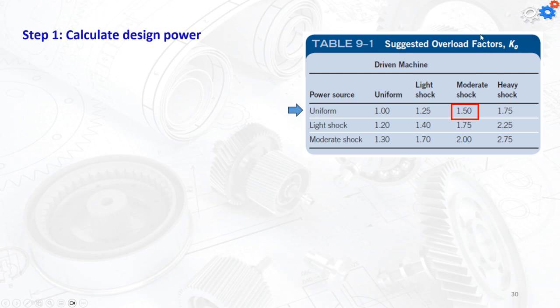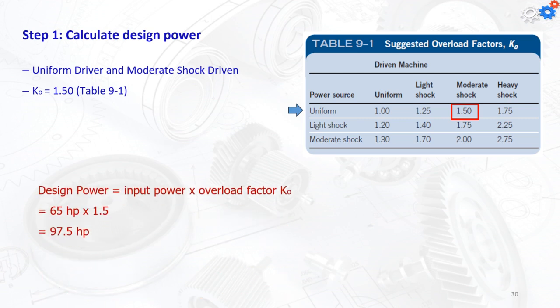We look for the overload factor KO. Unlike the previous example, when we used light shock against moderate shock, we are going to use a uniform power source and moderate shock in the driven machine. So KO is equal to 1.5, and thus the design power is 1.5 multiplied by 65, which gives 97.5 horsepower. Usually steel gears are the option, so we're going to use them and run the design accordingly.